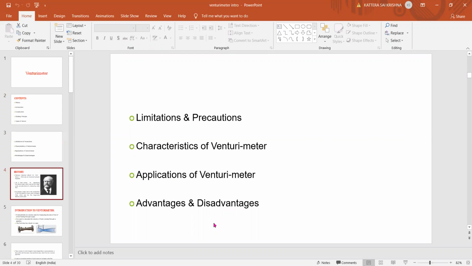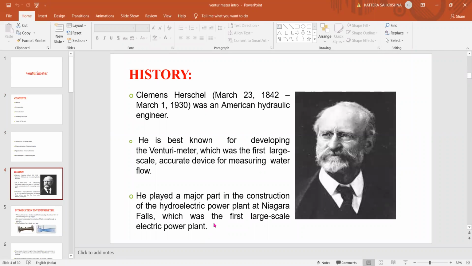Okay, next. So while coming to the first content, what we have is history. So he is the scientist who has introduced this venturimeter. Okay, just see, it was done on March 23, 1842. In that time he has done this. He was a hydraulic engineer. Okay, Clemens Herschel, the name of the scientist who introduced this venturimeter.